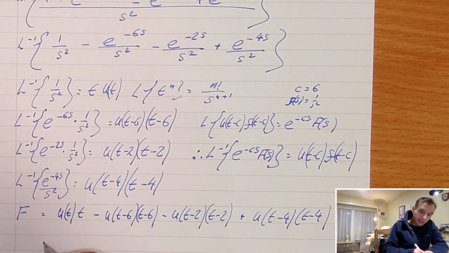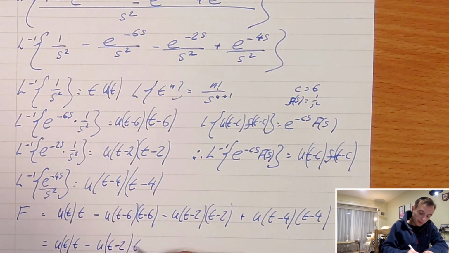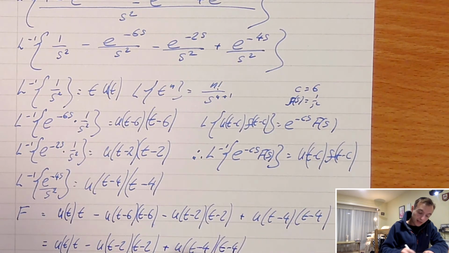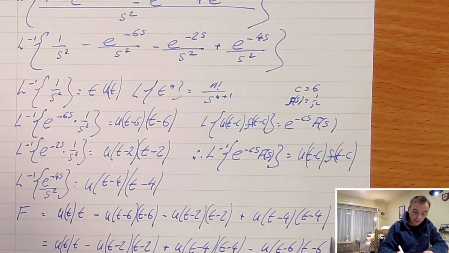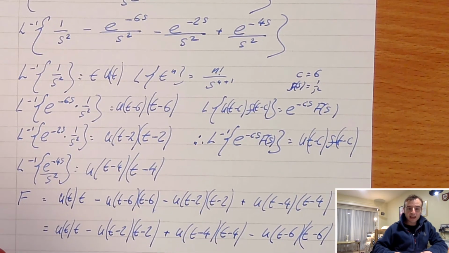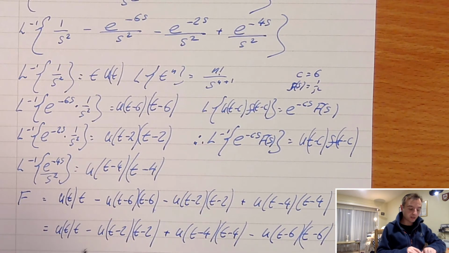So we can say that's going to be equal to u of t, t. And then when t equals 2, we can say minus u of t minus 2, t minus 2. And then plus u of t minus 4, t minus 4. And then the last one, minus u of t minus 6, t minus 6. So now we have a better description of the functions as they're turning on and off.